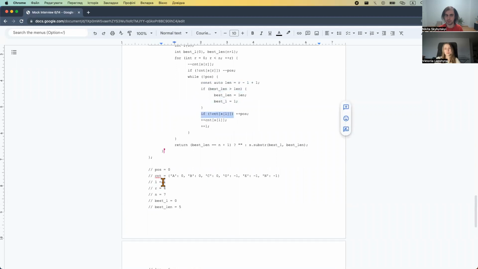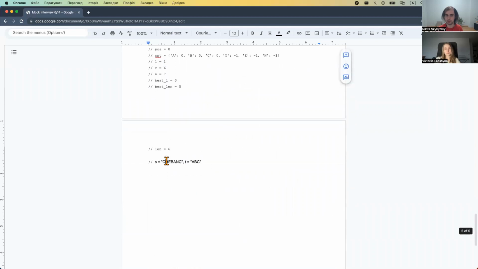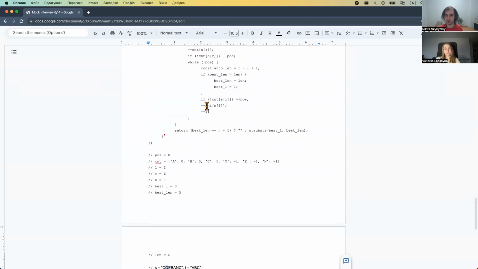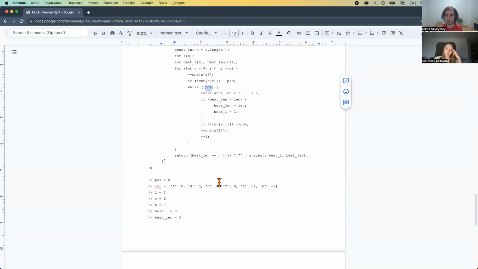But we look at the first character. Can we remove it? It's the letter O, right? Is its frequency 0? It's not 0, so we don't do anything to pos. We increment this frequency and move left. We go back to the while loop. Oh, pos is still 0, right? We removed characters that we did not need.